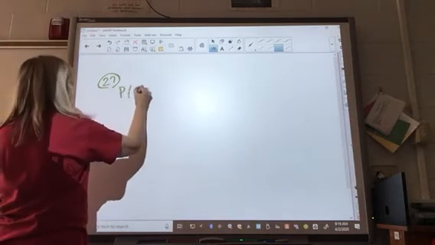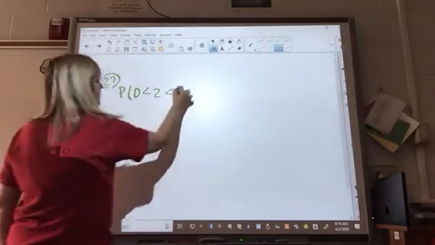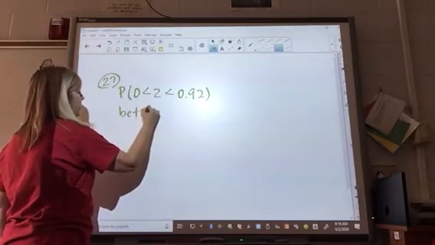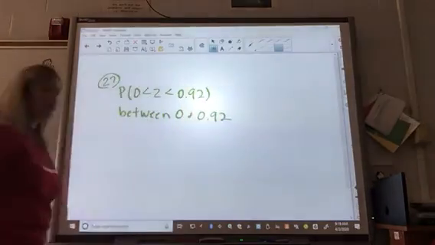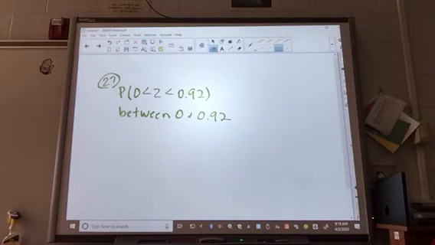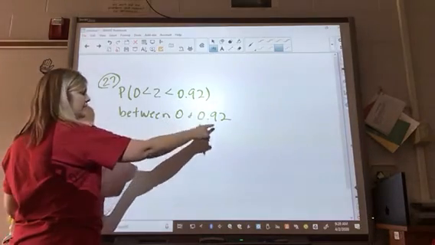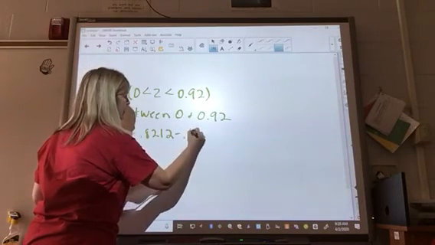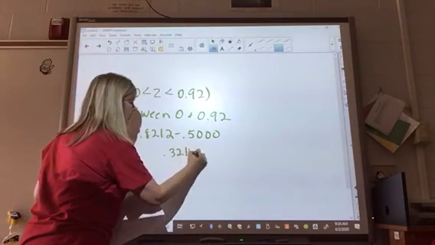So I have this situation. 0.92. That means the same thing as between 0 and 0.92. And when you go to the chart, you are finding that corresponding probability. So I'll find the z-score for 0, the z-score for 0.92, and I will subtract those. Gives me an answer of 0.3212.